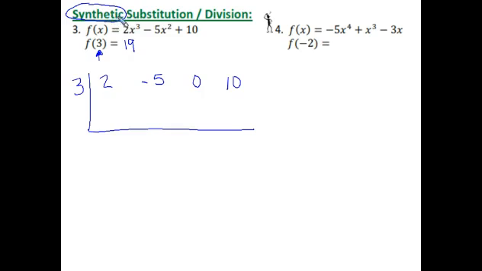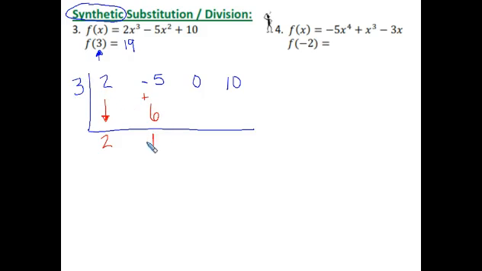Now in terms of using synthetic substitution, here's the process we kind of use. This first number you put down here, in this case 2, gets dropped below what we would call this division bar. So we drop our first number. Then we take this 3 on the outside and multiply it by 2, which would give us 6, and that's exactly the number we put underneath our next coefficient. So now that we have negative 5 and a 6, we're going to add them together to give us a 1, and the process continues.